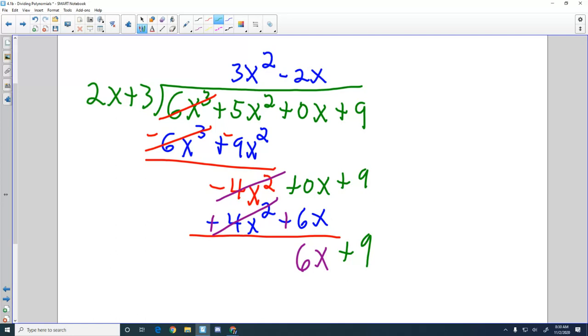And we repeat that process one more time. I want to make a 2x into a 6x, which just needs to be multiplied by 3. Then take that positive 3 and distribute it out in front, each term of the divisor. 3 times 2x is 6x. 3 times 3 is 9. And remember that we're subtracting these, so you flip all the signs in those terms.